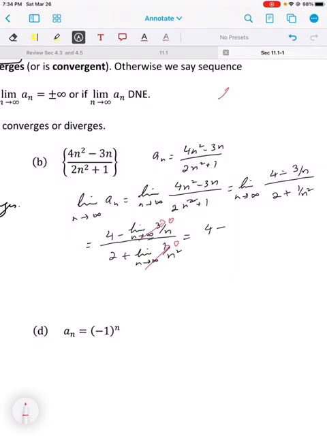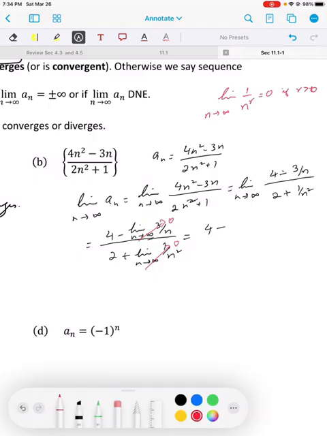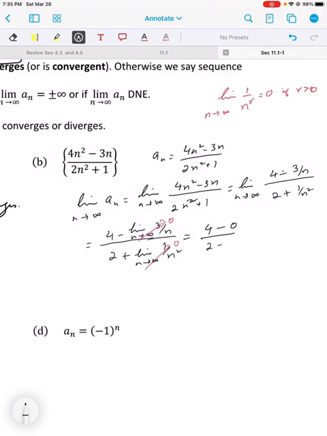And the reason is that the limit of 1 over n raised to the power r when n goes to infinity is equal to 0 if r is greater than 1. Actually, when r is greater than 0, it will work. Okay, so now we end up getting 4 minus 0 over 2 plus 0, which means 4 over 2 or 2. So we are getting a definite number, so we say it converges. So the sequence converges.